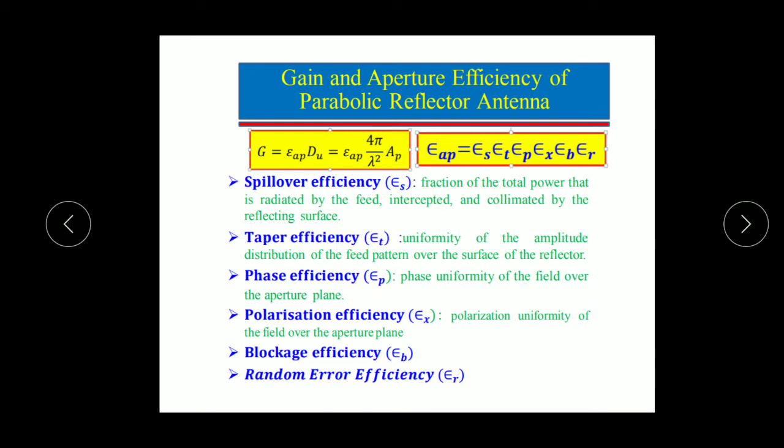The second efficiency is taper efficiency, the uniformity of the amplitude distribution of the feed pattern over the surface of the reflector. Phase efficiency is the phase uniformity of the feed over the aperture plane. Polarization efficiency is the polarization uniformity of the field in the aperture. And then there are blockage efficiency and random error efficiency. So we can calculate the gain using the directivity and efficiency. The formula is e_ap times 4 pi over lambda squared times A_p, where A_p is the aperture area.